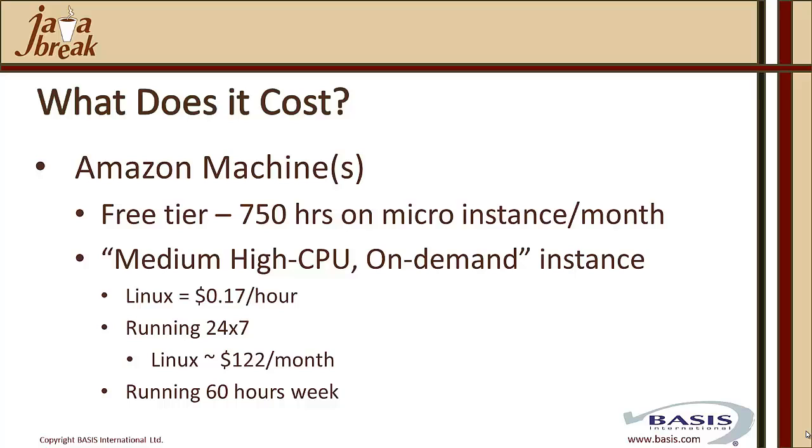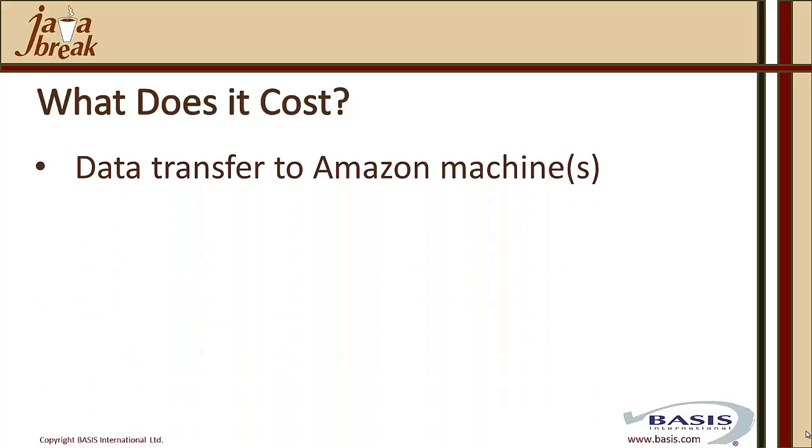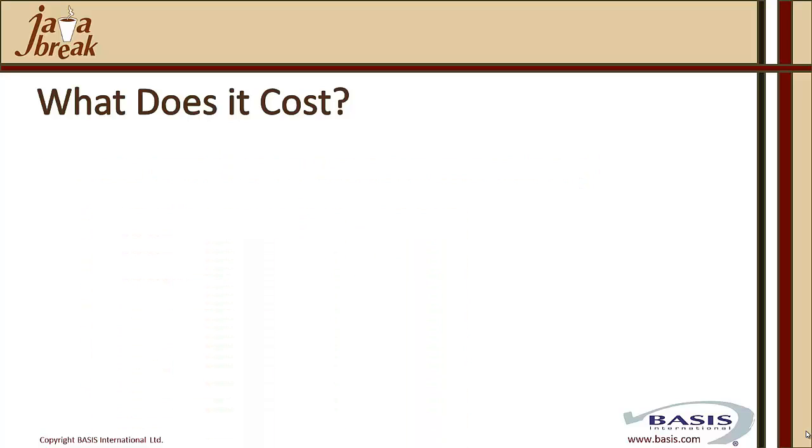We can also extrapolate one that runs more typical business hours, 60 hours a week, and that machine would cost us $40 a month. The next piece, data transfer up to those Amazon machines and between those machines. The good news, to upload your data to the Amazon machine, there is no charge. So you have the Basis licenses in the Amazon machines.